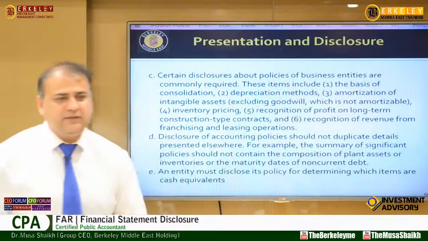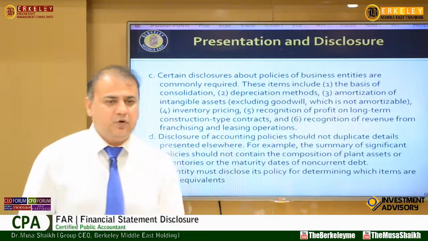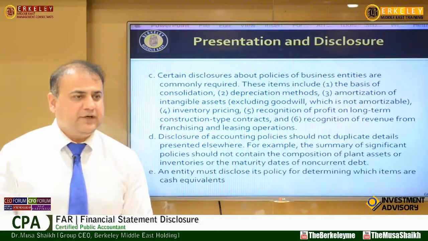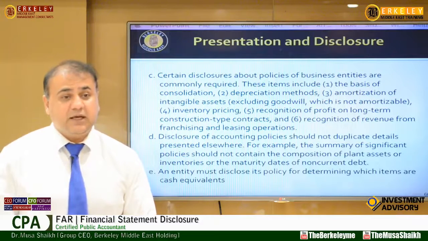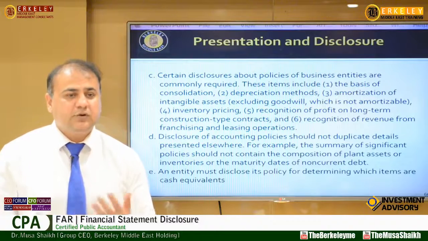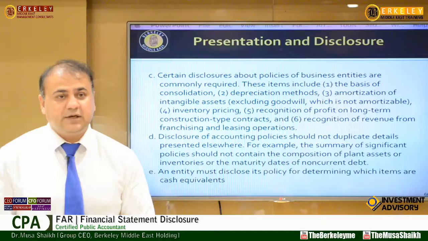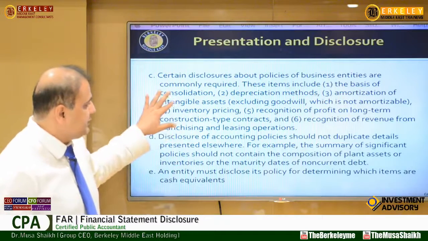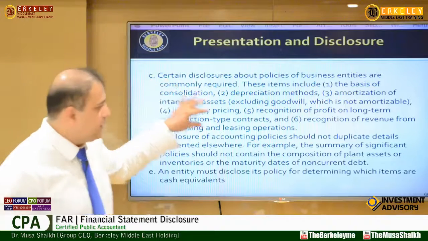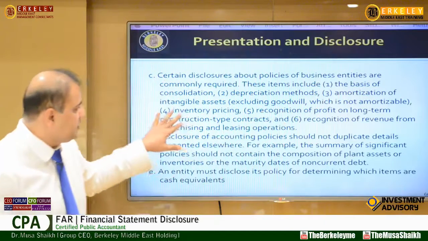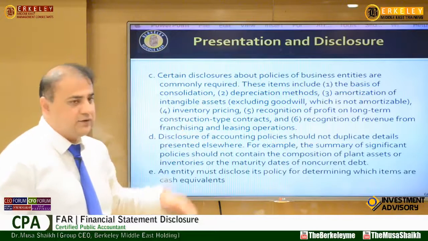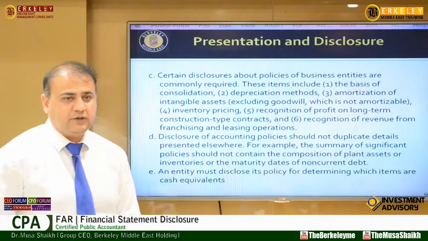Depreciation method: most businesses have depreciation. Even if you are a small company, you have furniture and fixtures that are subject to depreciation. We have a lot of methods like straight line, reducing balance, double declining methods. So whichever method you use in accounts requires some disclosure. Amortization, and as I already told you, how you recognize the profit on long term, short term, recognition of revenue, which standard you use. All this will be a part of your disclosure.